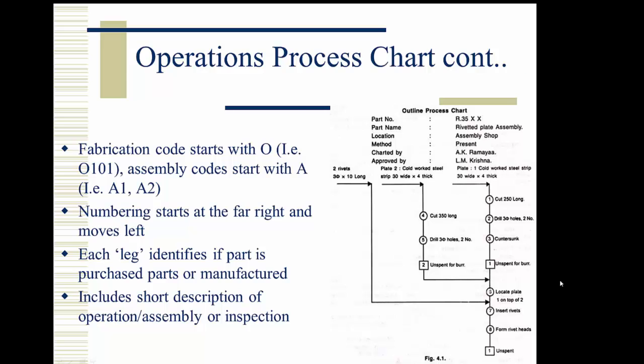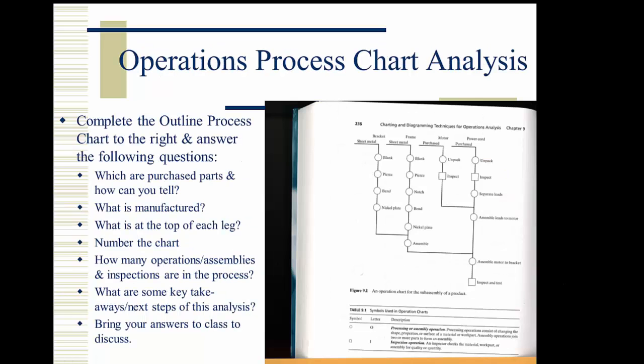All right, so that's an operations process chart. And then here's one for you to practice on. So here, again, we have 1, 2, 3, 4 legs. This one, you are going to need to answer these questions about. Which ones are purchased parts and how can you tell? Which ones are manufactured? What description is at the top of each leg? Again, there are 4 legs here. Number the chart, so we know we start from the right and move left, and it needs to be in the physical order that it happens.